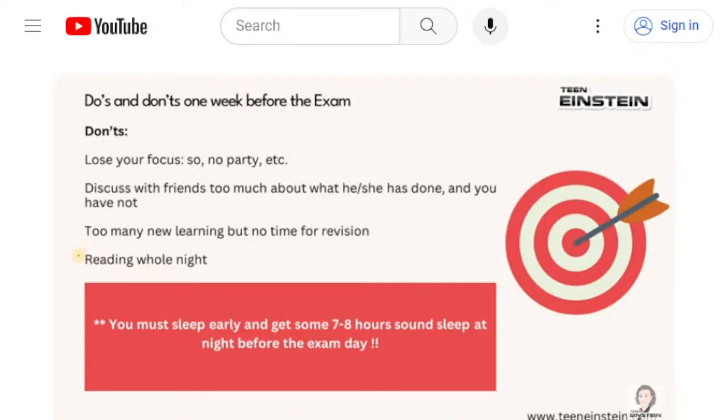Another thing is that you should not read the whole night during this time. You should give proper rest to your brain so that the information you have gathered so far will be retained and you can recall it during the exam. The most important point is that you should go to bed early and you must get 7 to 8 hours of sound sleep the night before the exam day. This will make your brain very fresh and help you think critically if there are very thoughtful questions, and it will also help you recall information from memory.